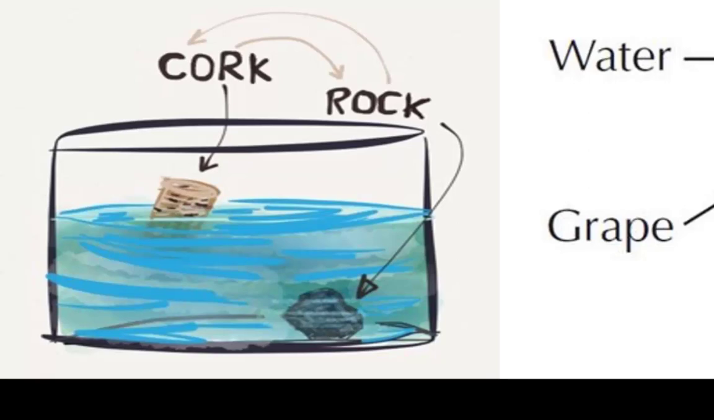Now, why is that? The forces keeping the particles of the rock together are a lot stronger, meaning the particles are a lot closer to each other. Meaning in the same volume, we get more particles per unit volume compared to the cork. That means the density of the rock is higher, meaning the rock is heavier, so it sinks. Whereas in the same volume, the same space, the cork has fewer particles, they're further apart, and therefore it floats.